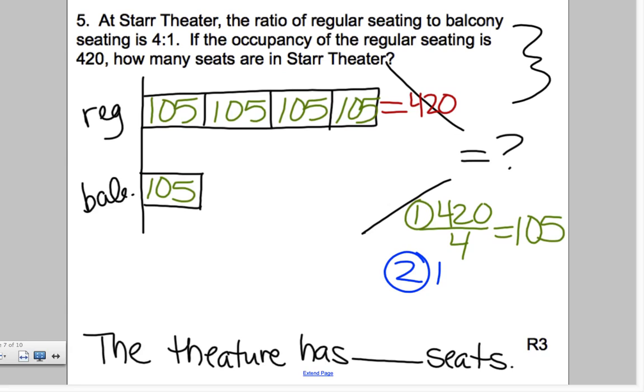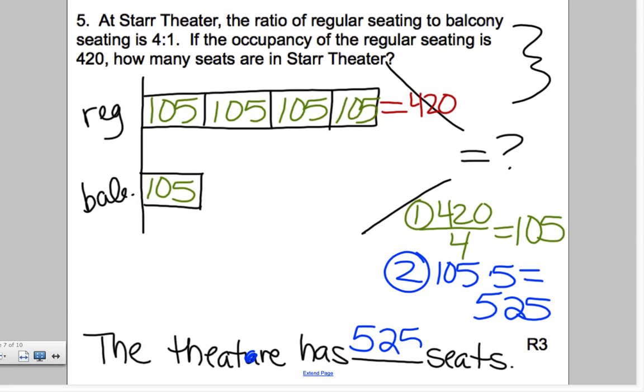All right. So 105 times 5, and that's going to be what? 525. And what's our last step over there? Fill in the blank. So the theater holds 525 seats.